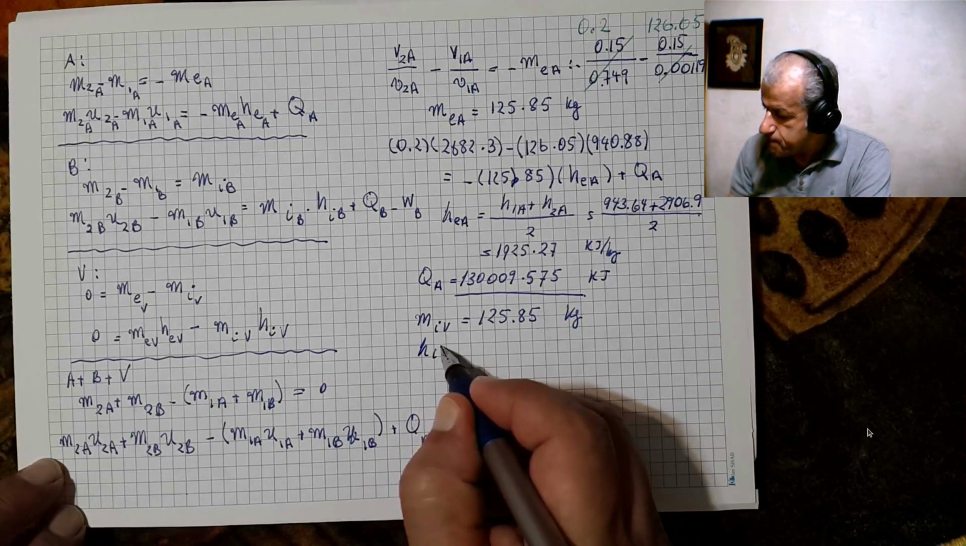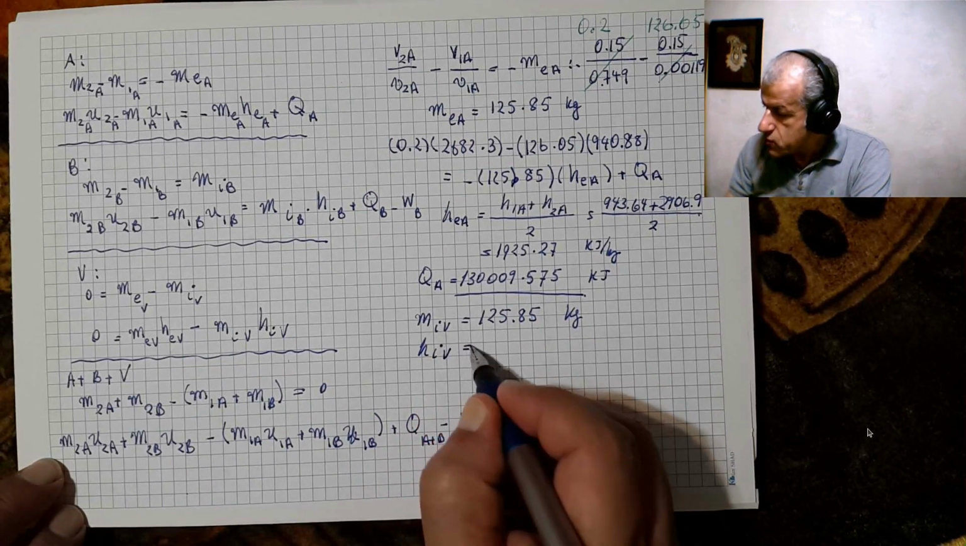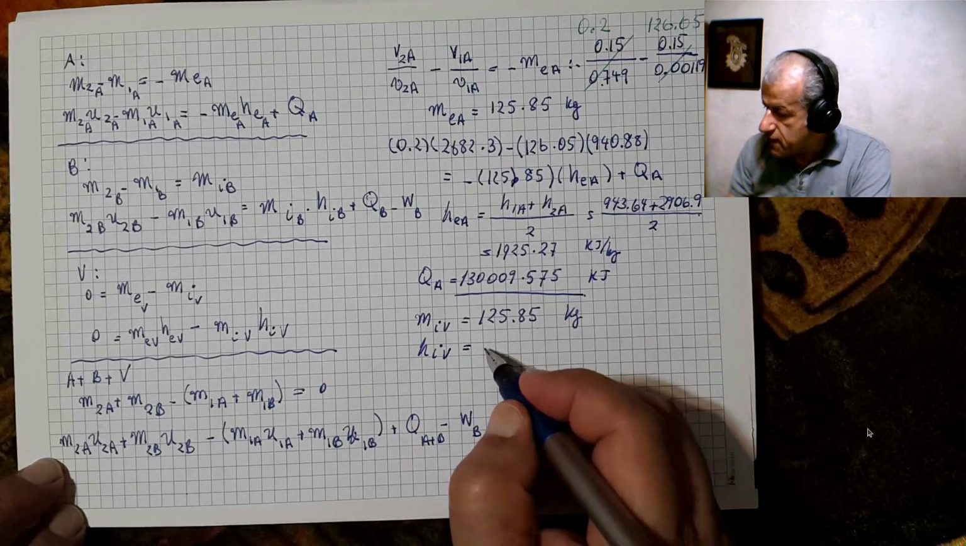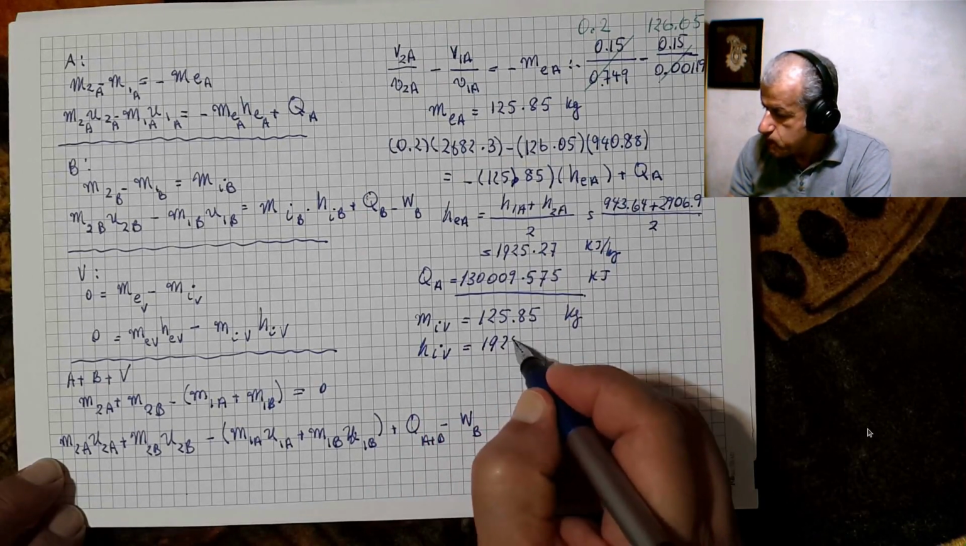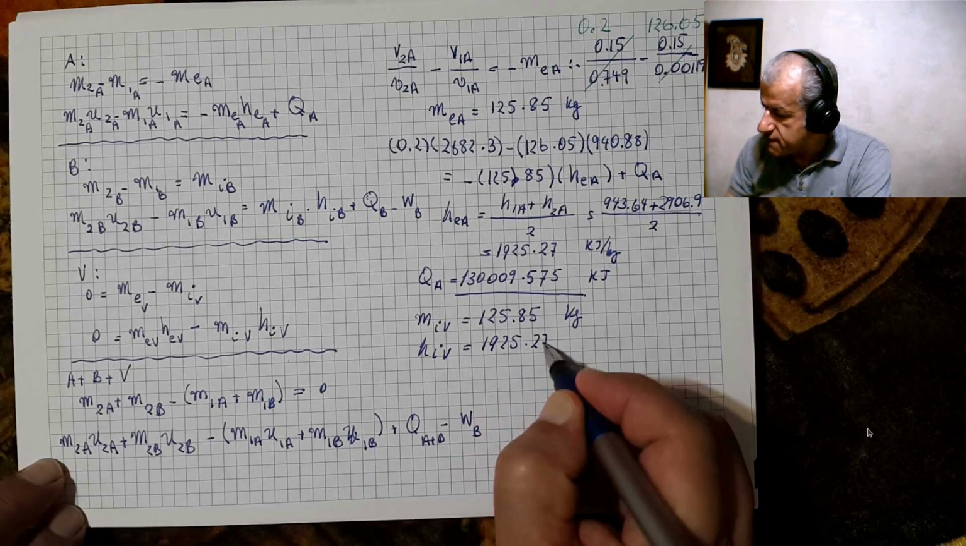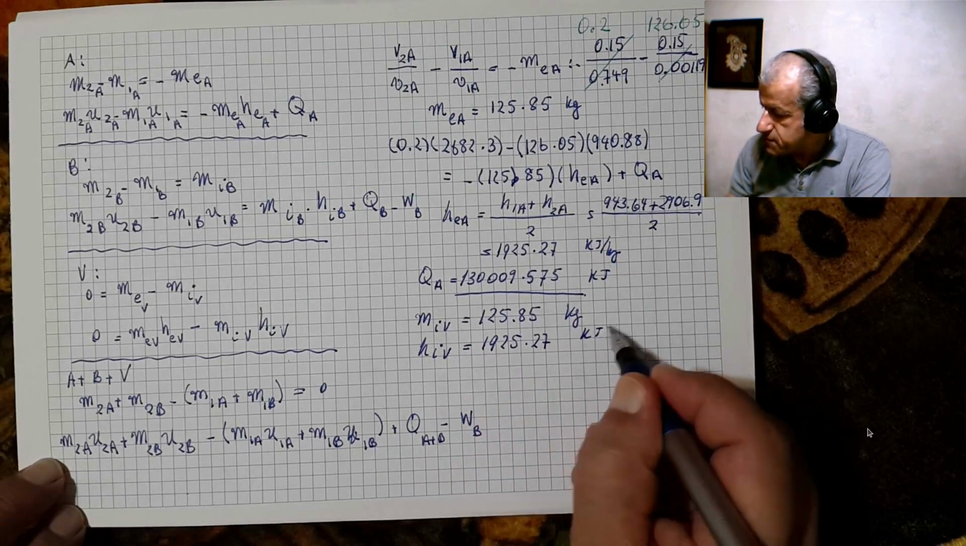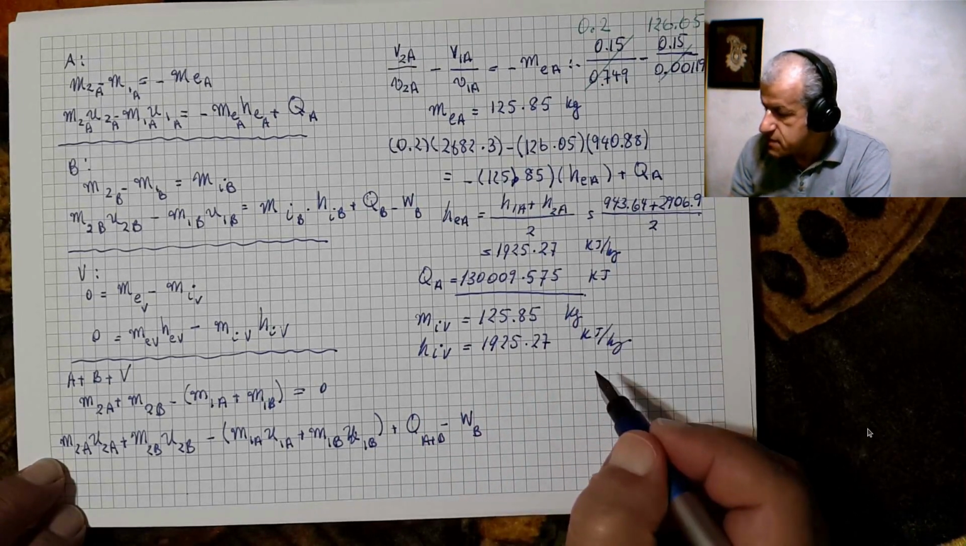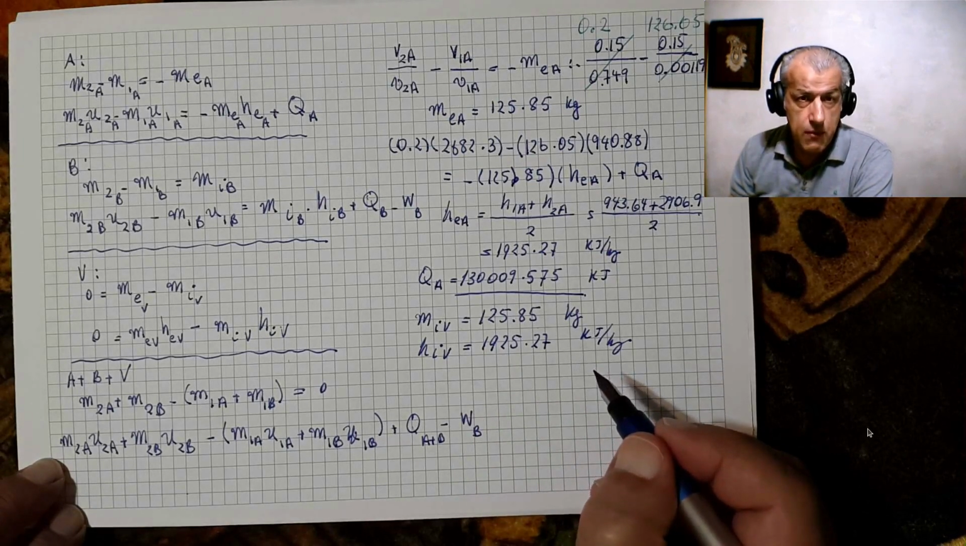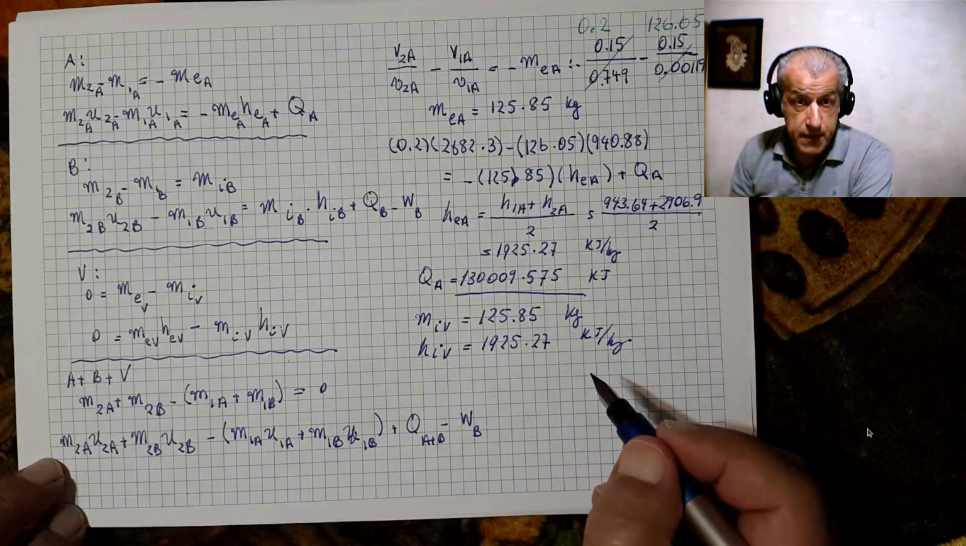HIV equal to 1925.27 kilojoules per kilogram, which is the assumption for an adiabatic valve with no work. Of course, there's no work on the adiabatic valve.